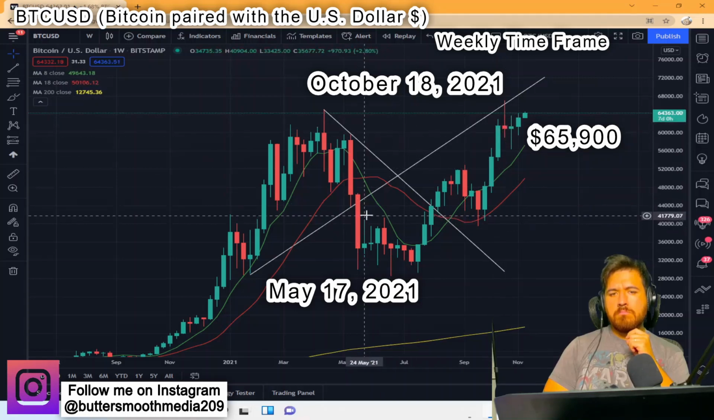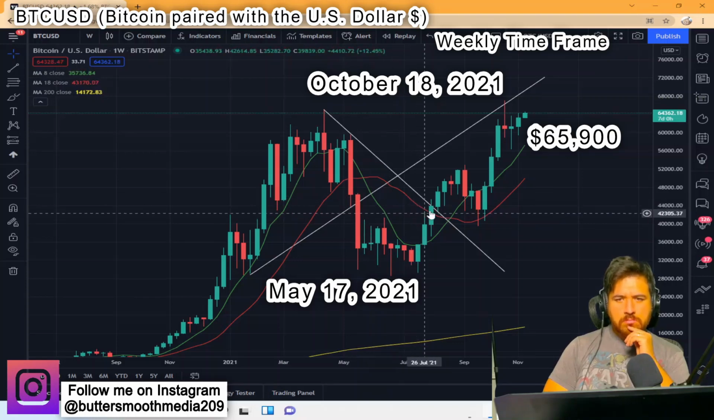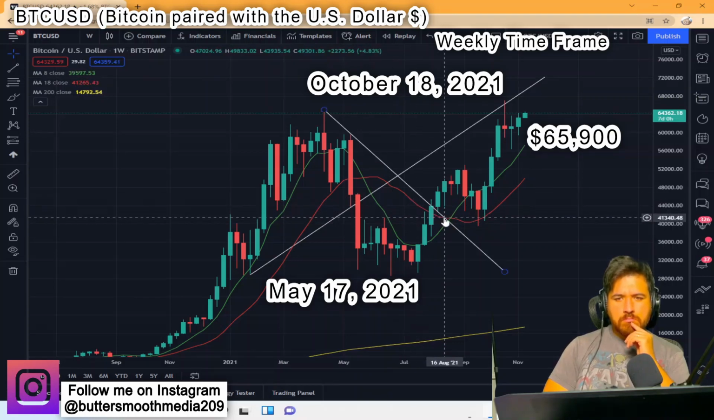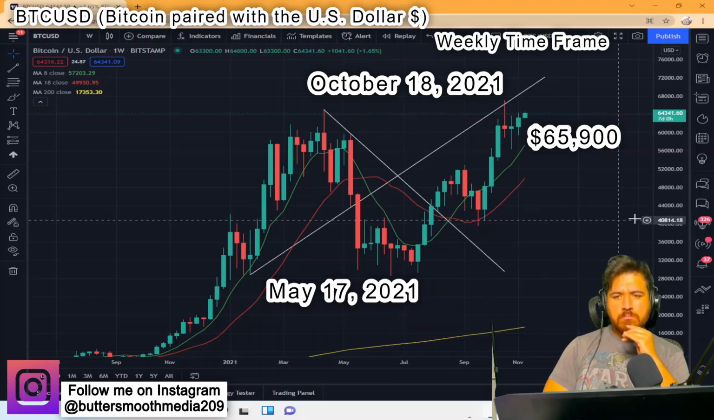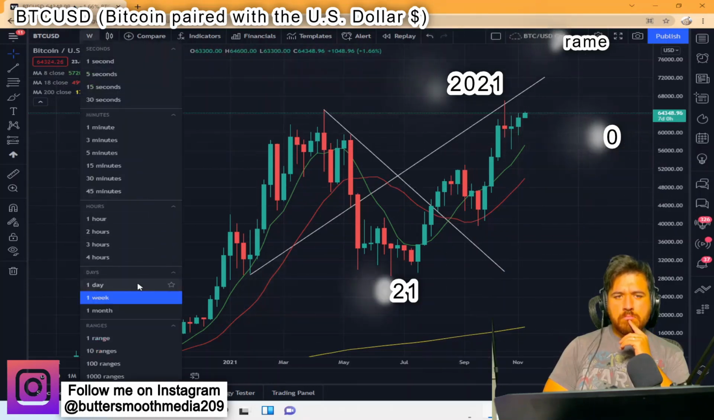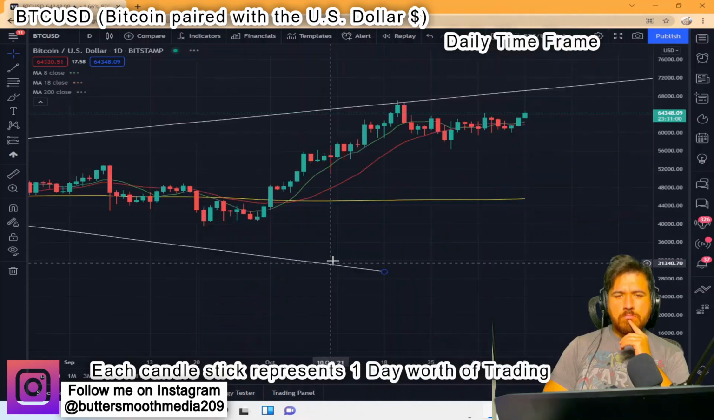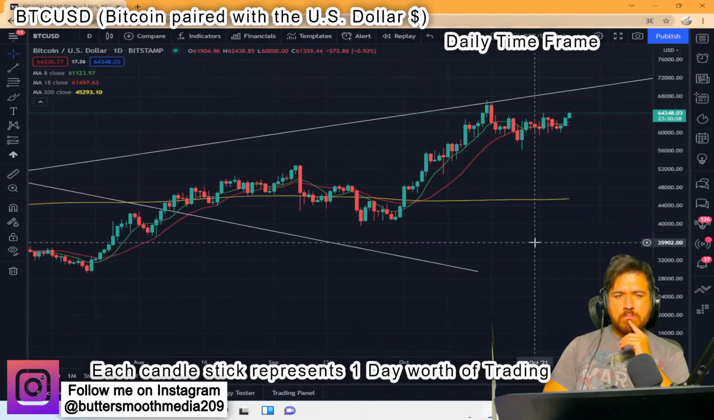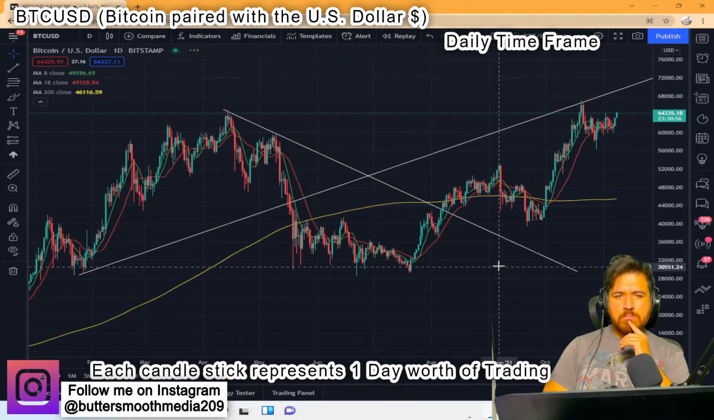And in a more advanced lesson in the future, we could cover when to enter longs, when to enter shorts on the leverage side of things with trend lines and counter trend lines. So right now, just keeping it as basic as we can go. Let's just take a peek at it on the daily time frame. So now each candlestick represents one day worth of trading.